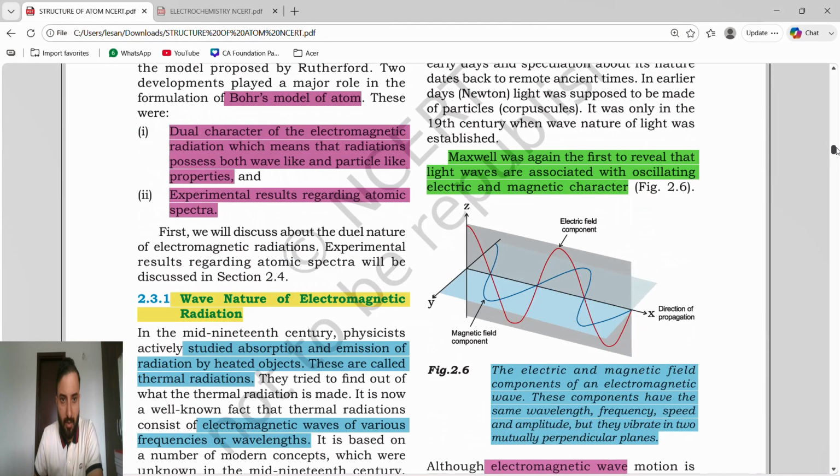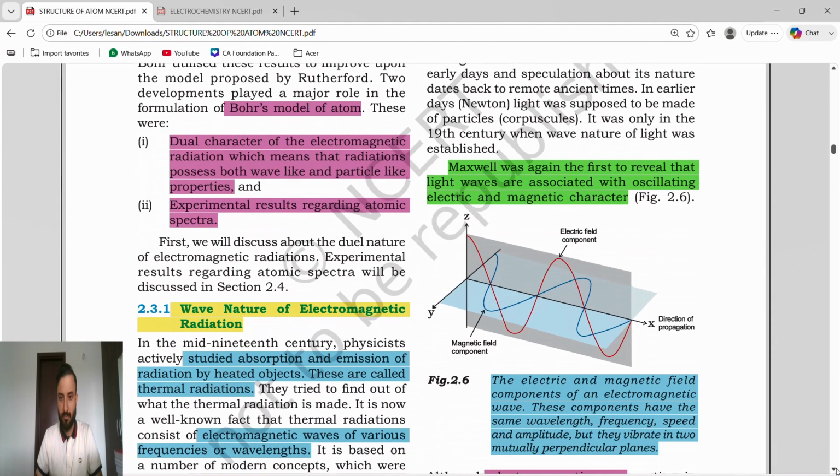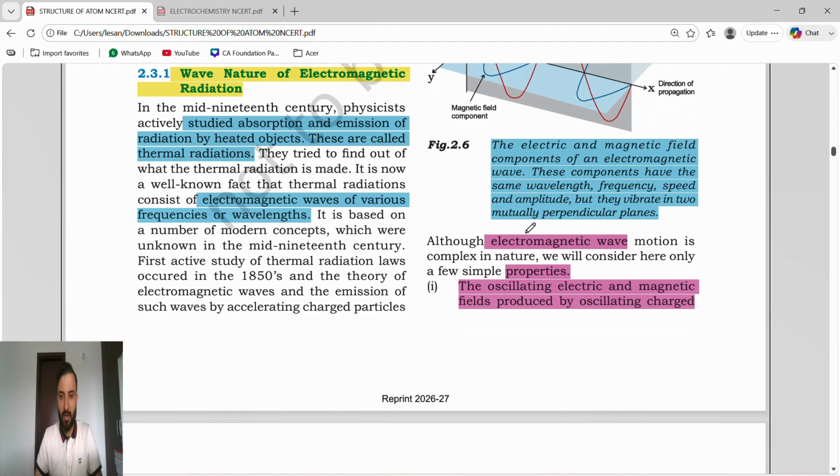Okay, this is the Bohr's model, this is for understanding. This is about Maxwell, and this is the definition of electromagnetic waves or electromagnetic radiation. From here only you will write the definition of electromagnetic waves and electromagnetic radiation. This is just for understanding, this is also for understanding. This is what you will underline for electromagnetic wave properties if they ask.